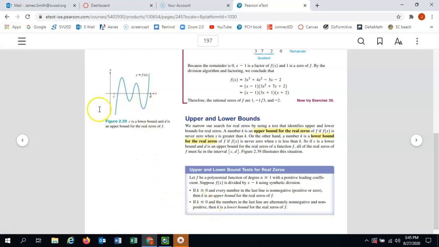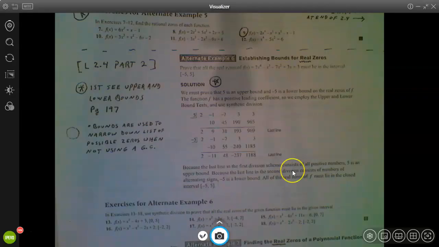So anyway, the C represented the lower boundary, D represented the upper boundary, and if we had these scenarios that they described, that would tell me that all of my real zeros are somewhere between those two values. But again, it's only really beneficial if you didn't have a calculator and you were trying to narrow down your list of possible real zeros. But I'll show you how this would play out in a problem.